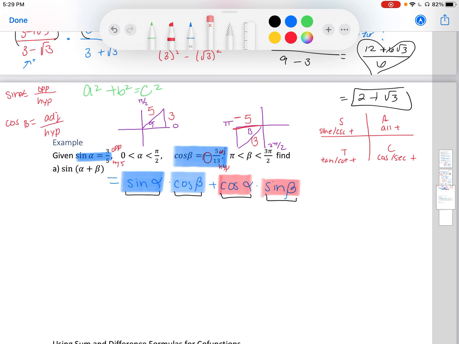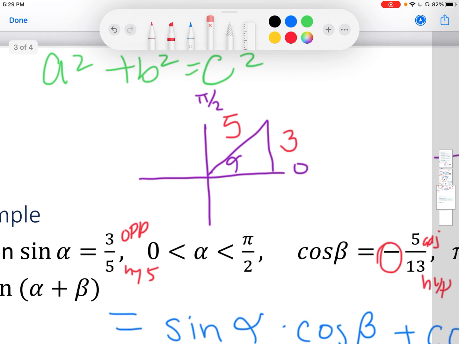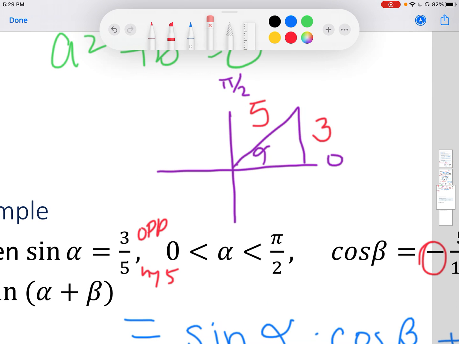All right, let me erase all that highlighting. So our goal is to find our missing values. We need to find cosine alpha, and we need to find sine beta so that I can finish off this formula. All right. We're going to find them using our Pythagorean theorem to find our triangle. So let's work with this first triangle. I need to find this missing side. I don't know what that is. Well, we can find it using Pythagorean theorem.